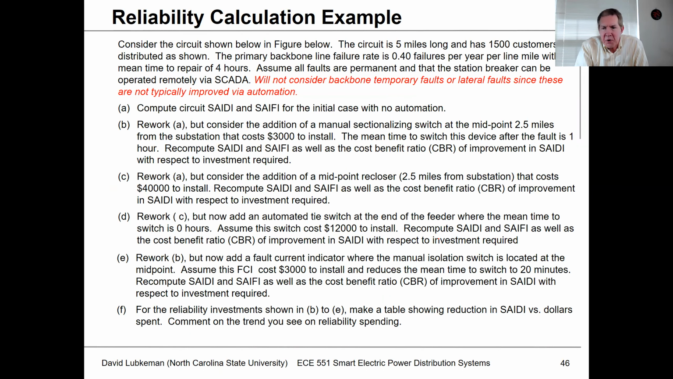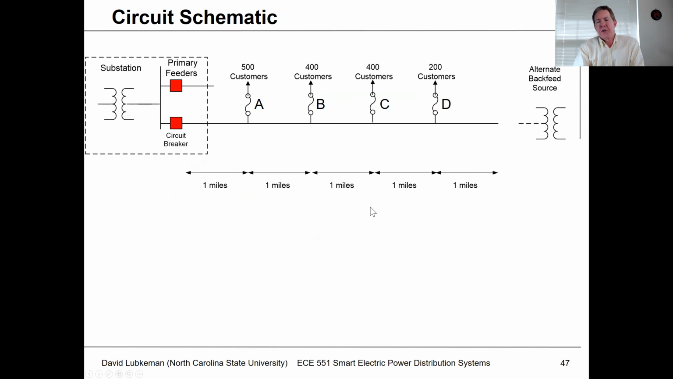So this is a little bit wordy right here, but basically we've got a circuit that's 5 miles long. We've got customers that are distributed as shown in this diagram. I've got this broken down in laterals, with the customers located on lateral A, B, C, and D. You can see these are the customer counts, and this assumes a tapered distribution of load. The further we get from the substation, the fewer customers there are.